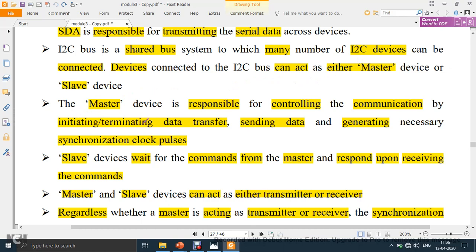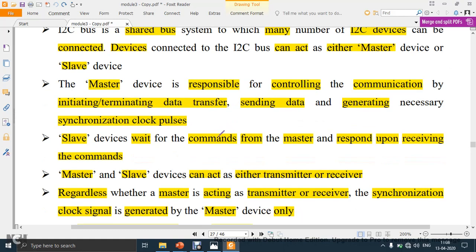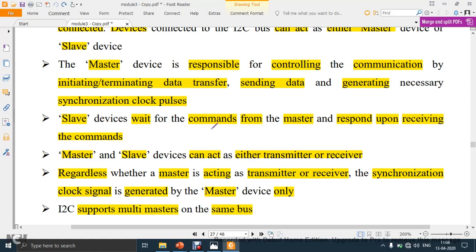The master device is responsible for controlling the communication by initiating or terminating the data transfer, sending the data, and generating the necessary clock pulses. Always the master controls the initiation and termination of the data transfer, sends data, and also generates the required clock pulses since it is synchronous communication. Remember, as it is synchronous, there will be a clock for the communication purpose.